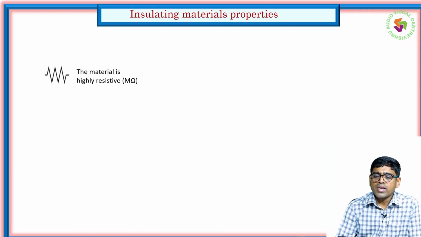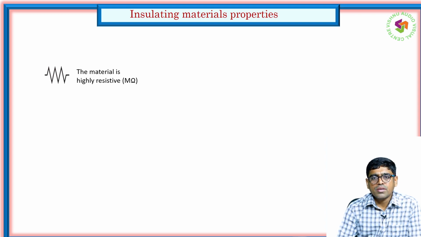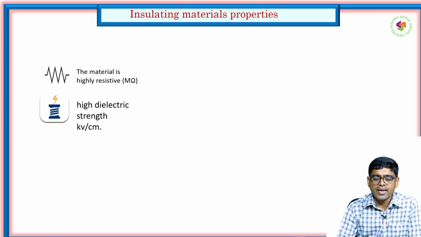Now the insulating material properties: what type of insulating material we need to select for insulation, and what properties are required for an underground cable. One is that the material is highly resistive, in terms of mega ohms. Next is high dielectric strength, in kV per centimeter. So high dielectric strength is required.